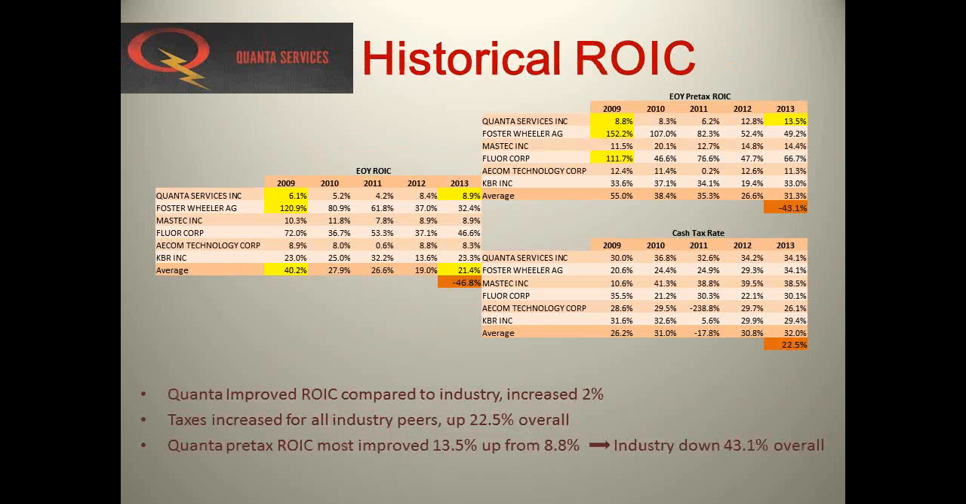Getting into their ROIC, as you can see, ROIC is down for the industry from 40 to 21%. Despite that, Quanta Services is up from 6.1 to 8.9%. That's not because of the cash tax rate, which is up for the industry, reflecting that, obviously, the pre-tax ROIC was slightly higher.